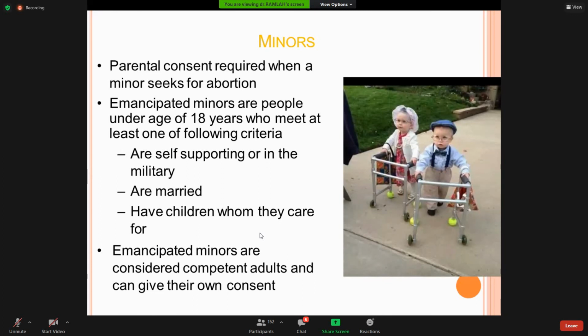In minors I told you that there are emancipated minors internationally. If you discuss emancipated minors, the people under age of 18 who meet at least one of the following criteria, like are self-supporting or in the military, are married, or have children whom they care for. They can take their decisions, considered as a competent adult, and can give their own consent.